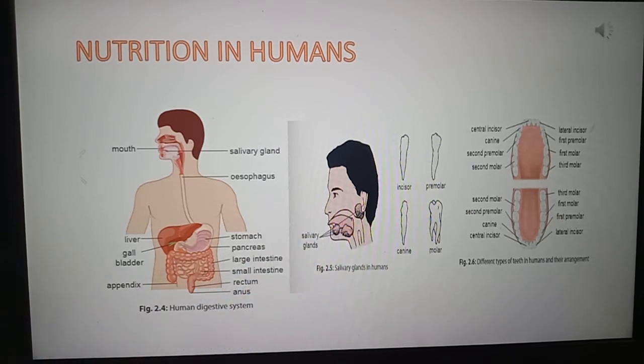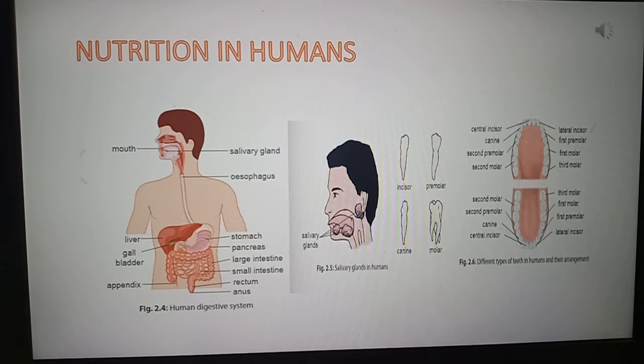Whatever food we eat, first it is chewed with the help of our teeth, and then the food which is chewed is acted upon by the salivary amylase. This salivary amylase acts particularly on starch, meaning in our mouth the digestion of starch occurs. This starch is digested and converted into sugar. I hope you all have understood.